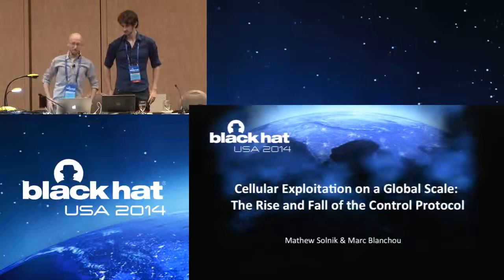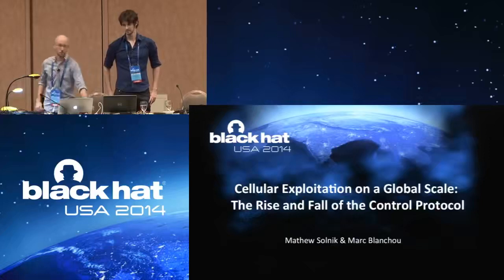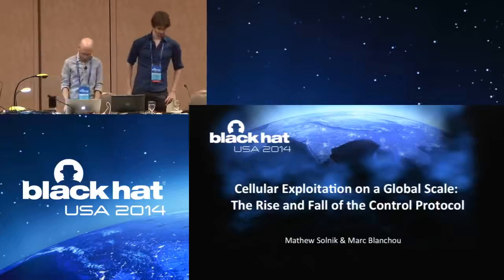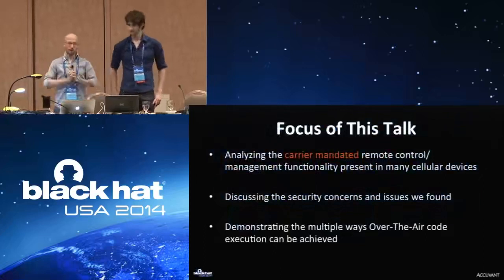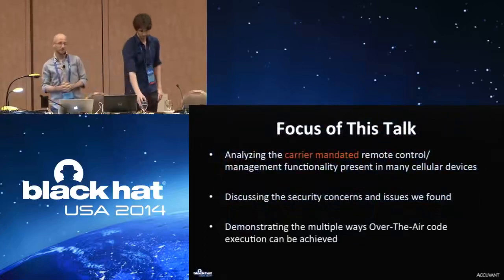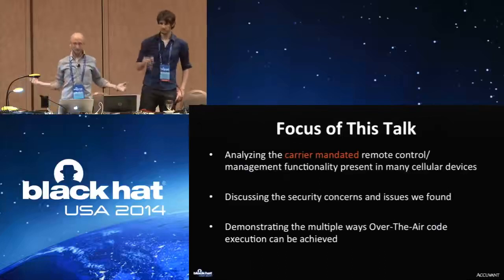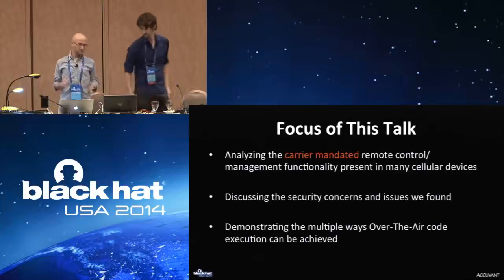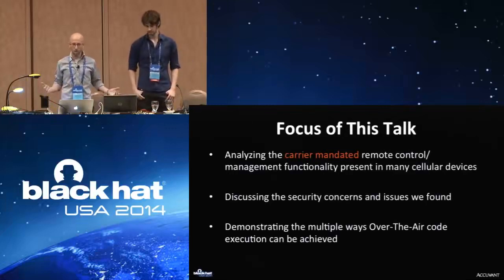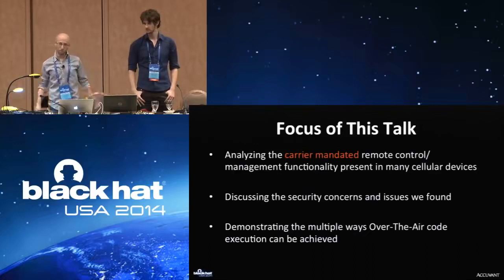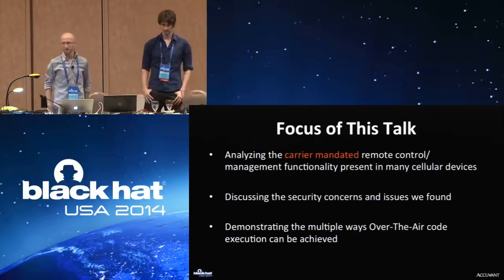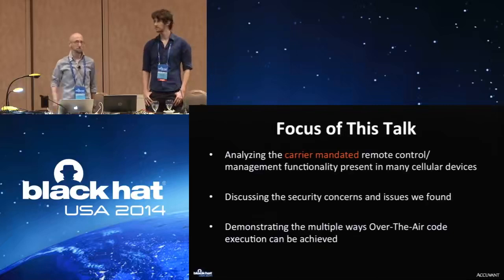Anyways, this is Cellular Exploitation on a Global Scale: Rise and Fall of the Control Protocol. The focus of this talk is analyzing the carrier-mandated remote control and management functionality. Pretty much, carriers are inserting some interesting different functionality into phones, and we are going to discuss what we found in it, the security issues, different vulnerabilities, and try to demonstrate how over-the-air code execution can be obtained on what we're estimating to be close to 2 billion devices.